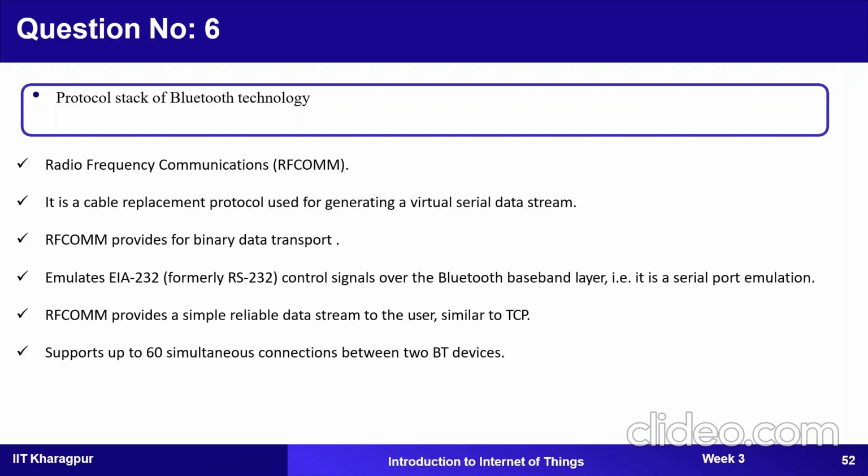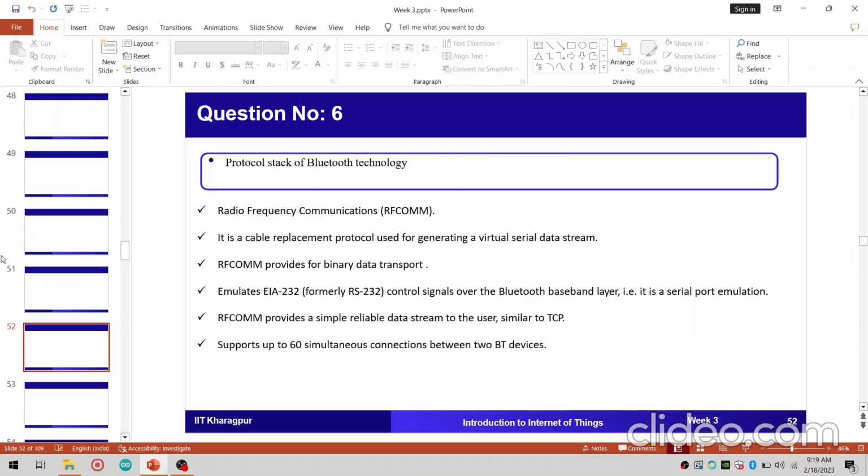Third is RFCOMM, which stands for radio frequency communication. It is a cable replacement protocol used for generating a virtual serial data stream. RFCOMM provides binary data transport which emulates EIA-232 control signals over the Bluetooth baseband layer. It also provides simple, reliable data streams to the user, similar to TCP, and supports up to 60 simultaneous connections between two Bluetooth devices.